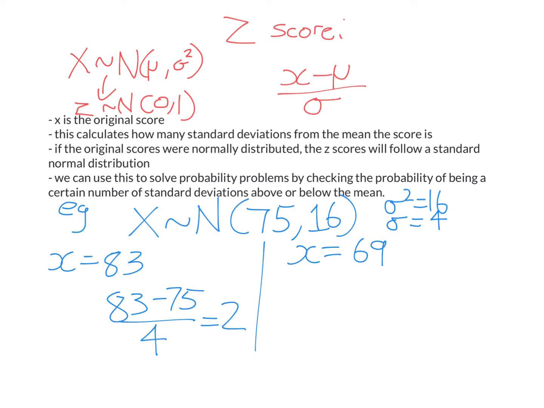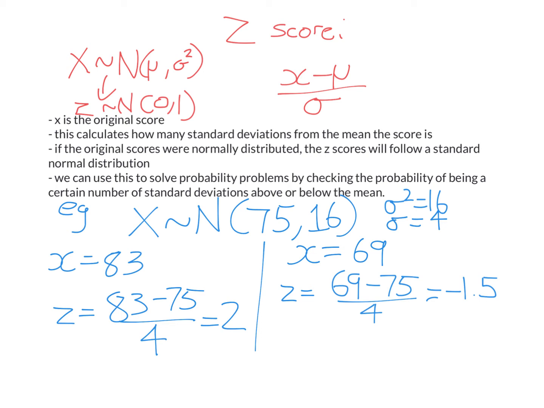So what about if X was 69? We're just going to use the same formula: score minus mean divided by standard deviation. If you put that on your calculator, you get minus 1.5. So that means that this score was 1.5 standard deviations below the mean of 75. Of course our Z scores don't need to be a whole number, and because our original scores came from a normal distribution, these scores will be from the standard normal distribution, which means mean 0, variance 1.